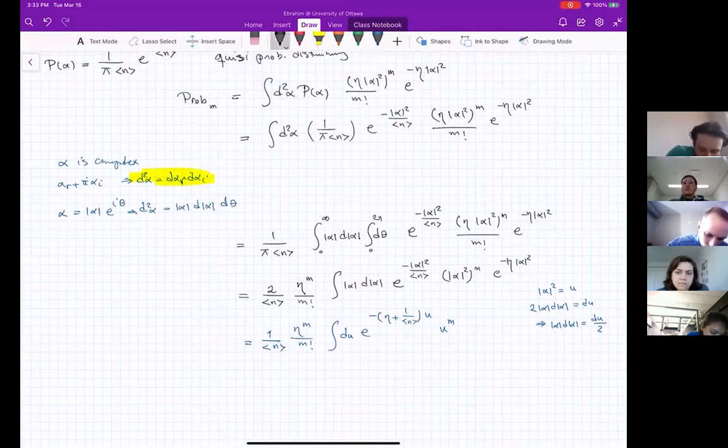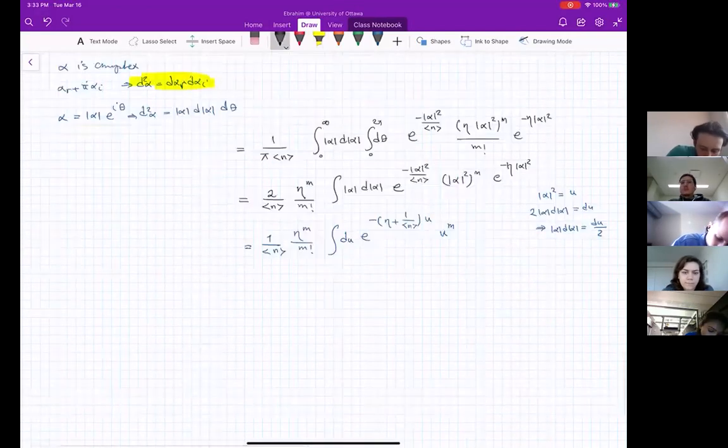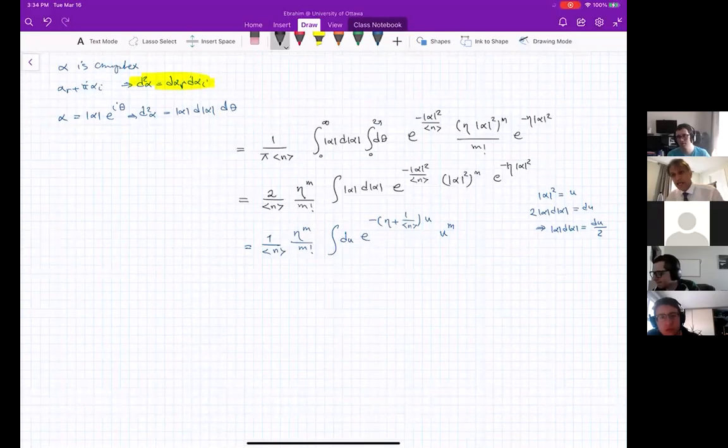Okay, so lovely. Now, who knows what is the result of this integral? I feel like it's a gamma function, but I can't tell what the argument is. Who is that? Henry? Exactly. It's a gamma function.